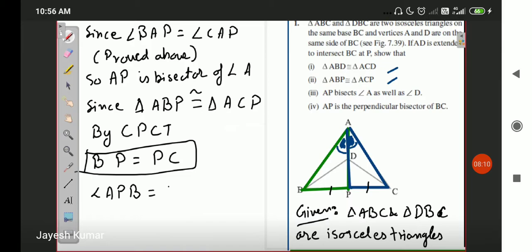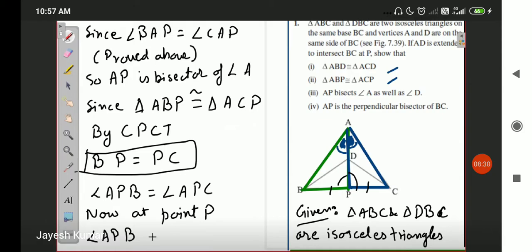Now, at point P on line BC, the sum of these two angles should be equal to 180 degrees. Angle APB plus angle APC, let me call it X, is equal to 180 degrees. Why? By linear pair.